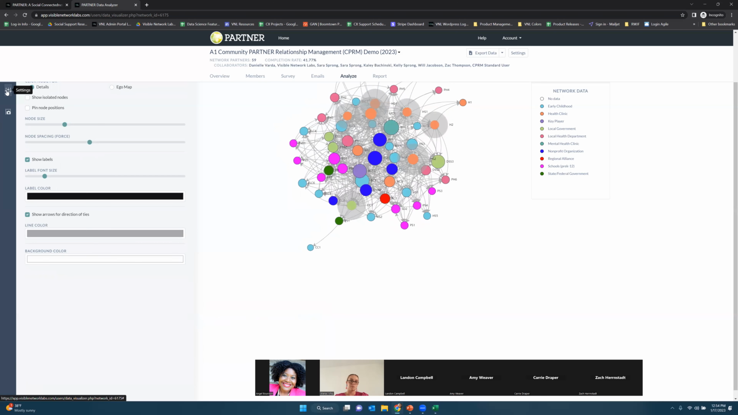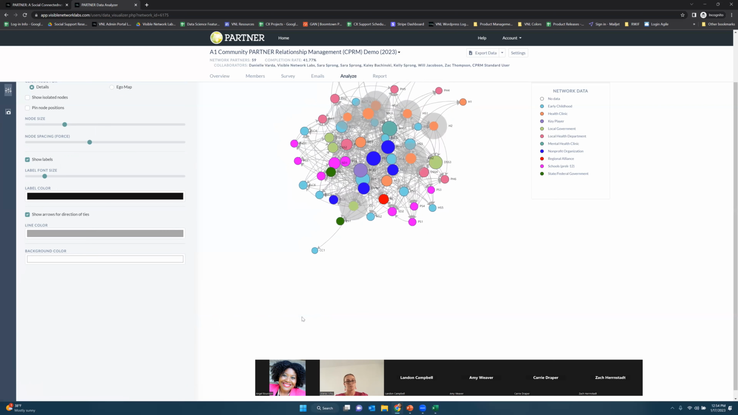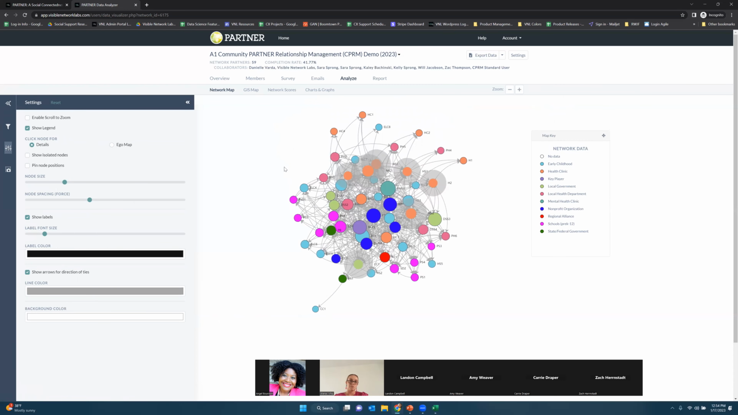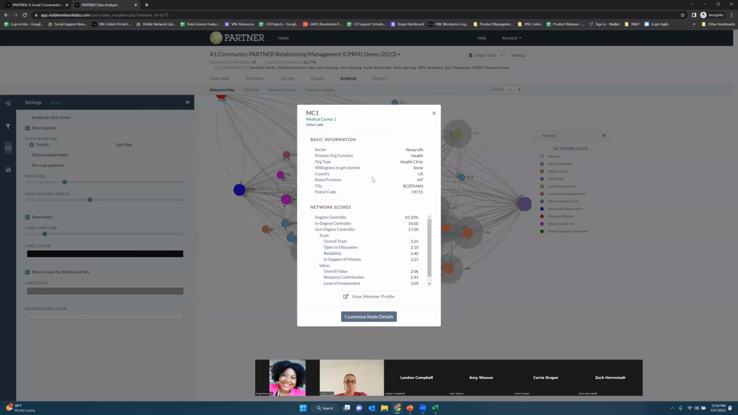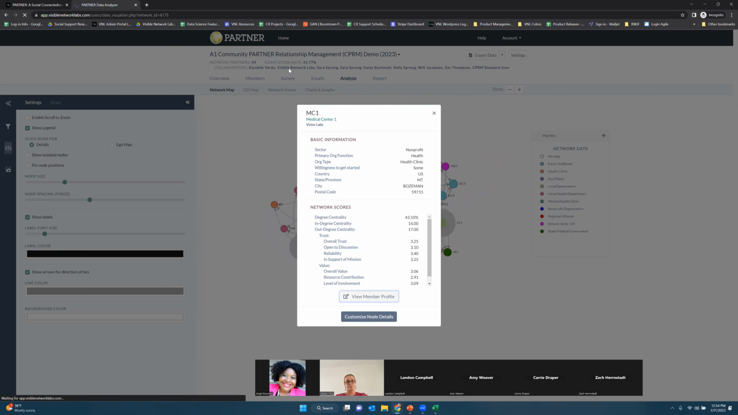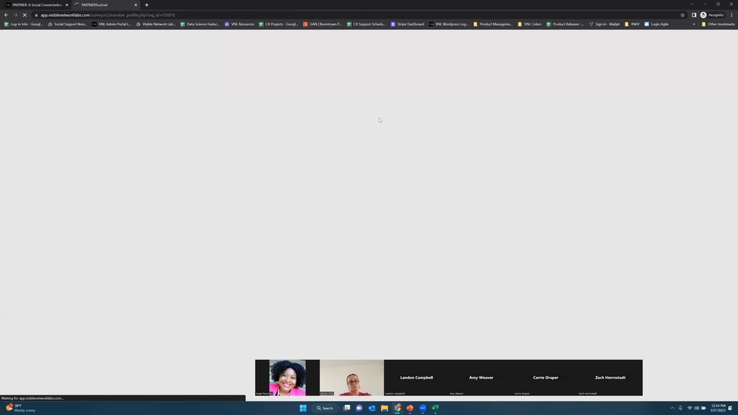And then, to the scenario's example, one thing that's great about the member profiles that are part of the Partner CPRM is that you're able to print those out and have them on hand for that meeting. You can have information about those partners, what they can contribute, who they work with, and how they're perceived by others. You can easily get to those member profiles either by clicking the node details, or by going into the members tab. I'll show you both options.